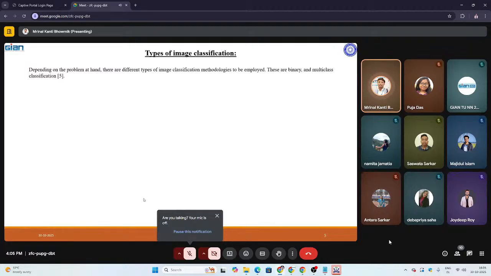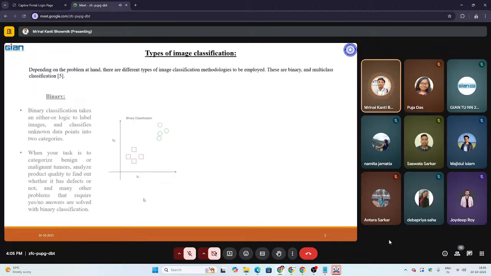I'll be continuing from that part. Depending on the problem at hand, there are different types of image classification methodologies that need to be employed. The datasets I have taken are the AGMC2 dataset and the HiRLEF dataset, which I have mentioned in the content part. These are generally a binary classification dataset and a multi-class classification dataset.